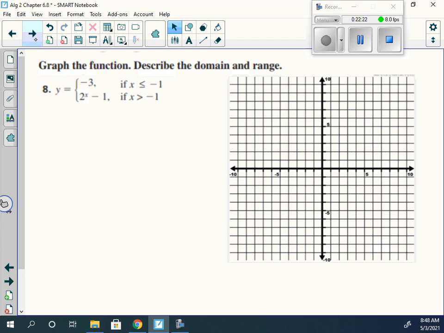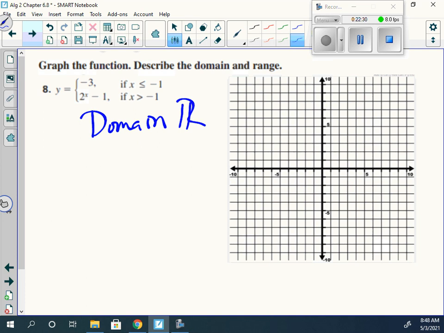But when we look at this here, we want to describe the domain and range. And well, the domain is going to be all real numbers. Because the top equation says that it's for x less than or equal to negative 1. And the bottom one is x greater than negative 1. So everything is covered.